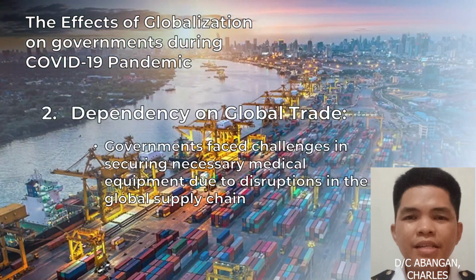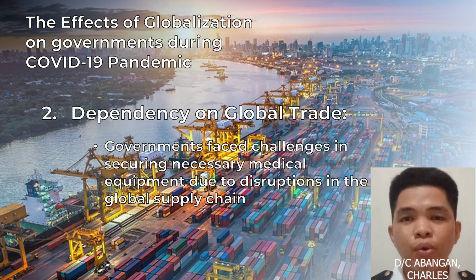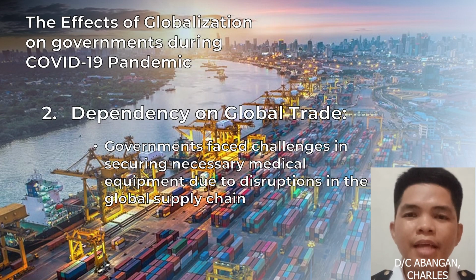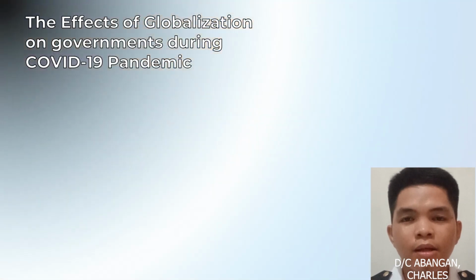2. Dependency on global trade. Many countries rely on global trade for essential goods, including medical supplies and pharmaceuticals. During the pandemic, governments faced challenges in securing necessary medical equipment due to disruptions in the global supply chain, prompting some to reconsider domestic production capabilities.